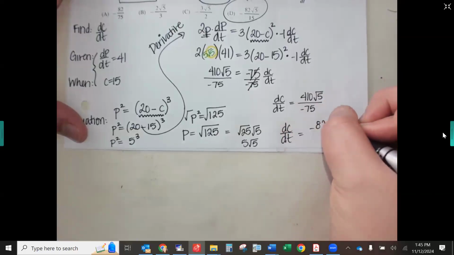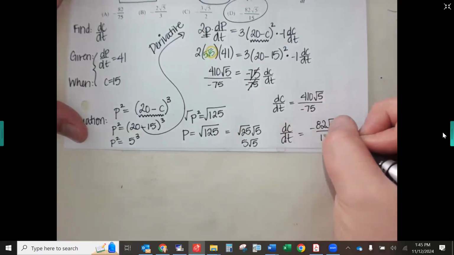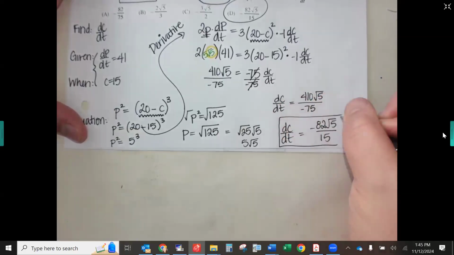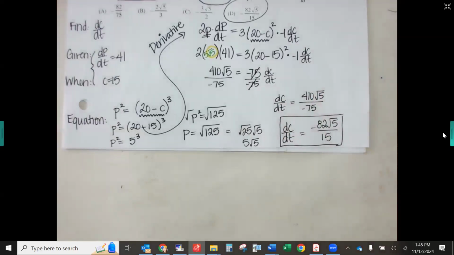Okay. Negative 82 root 5 over 15. But make sure that if you're trying to match an answer choice, you don't put in, for example, a pi or a root 5. Otherwise, it's going to force your answer into a decimal form when you're trying to match a fraction. Okay?